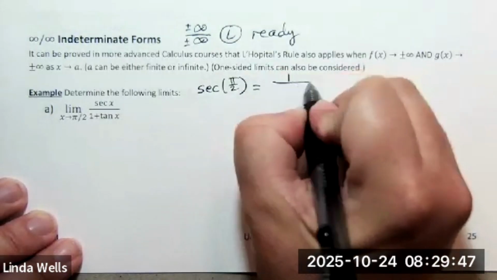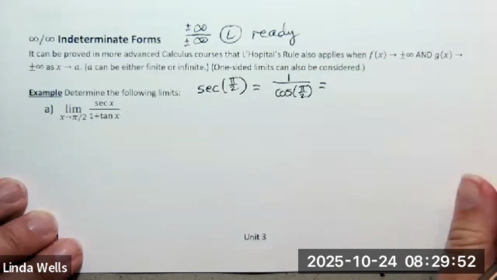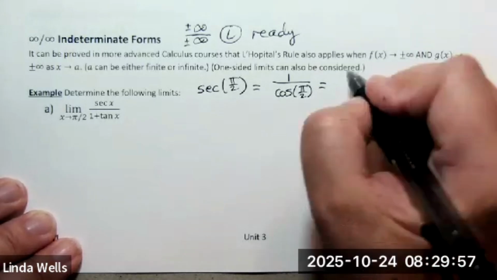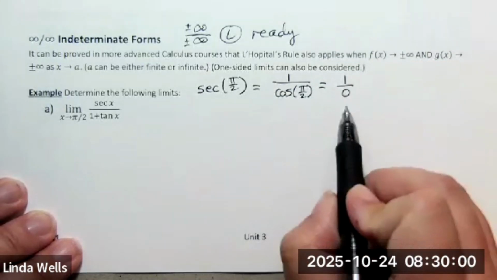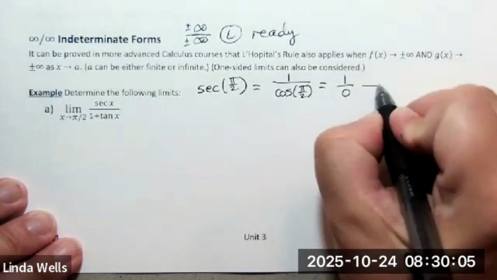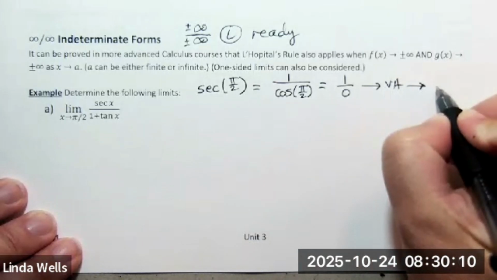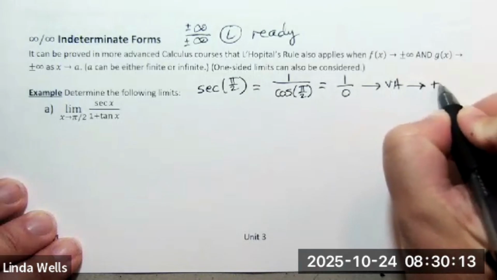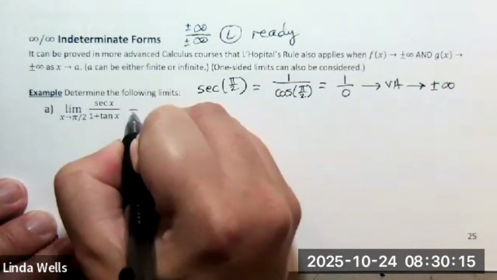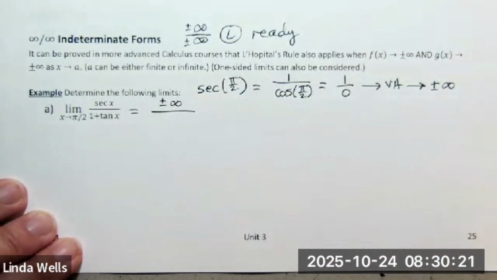Secant is 1 over cosine. So we need cosine of pi over 2. What's cosine of pi over 2? 0. So this is 1 over, wait, we just talked about this. 1 over 0. What does that mean? It means a vertical asymptote, which means that value has to be what? One of the infinities. So if I plug in here, I get either plus or minus infinity. I really don't care which one right now.